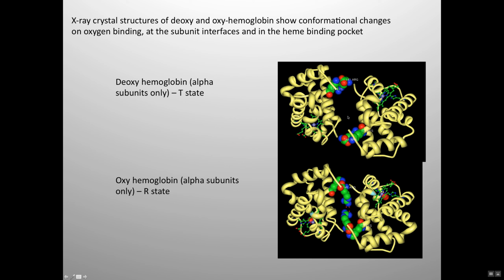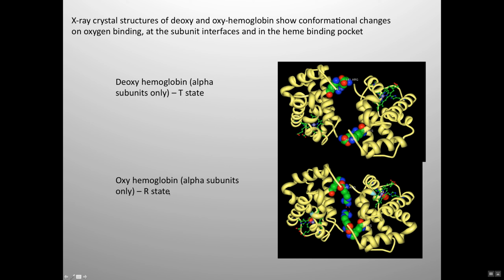So what we're looking at here are 2 alpha subunits. This is in the T state with no oxygen, and you can see we have an intermolecular ionic interaction between lysine at position 127 and arginine at position 141. So this is on one chain. And then on the other alpha chain, we have the same ionic interaction, lysine 127, arginine 141.